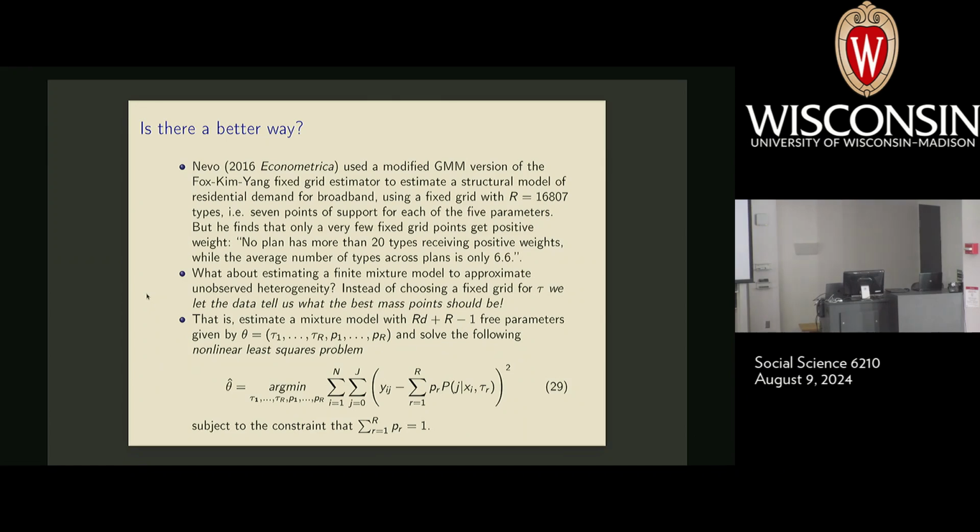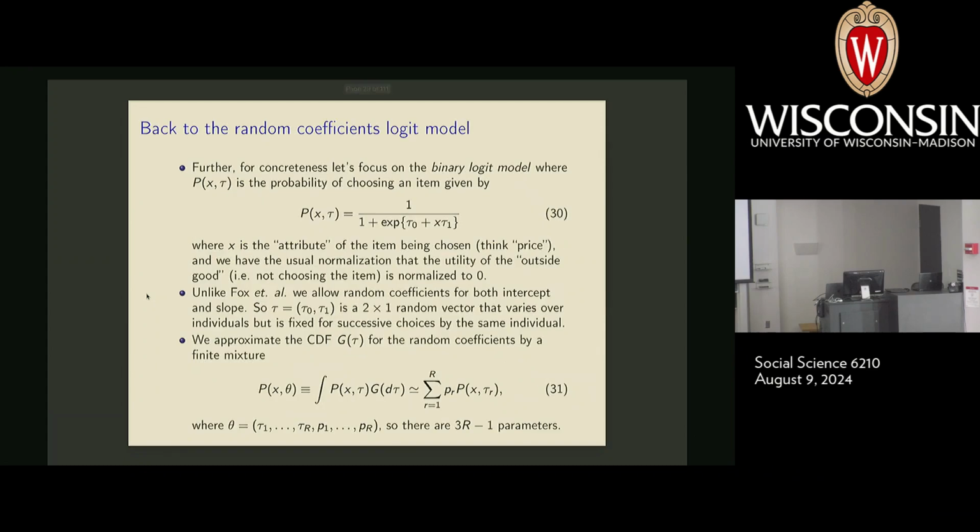But, you know, these things, people do these things. Now, let's go back to the random coefficient logit model. Let's now look at just the binary case.